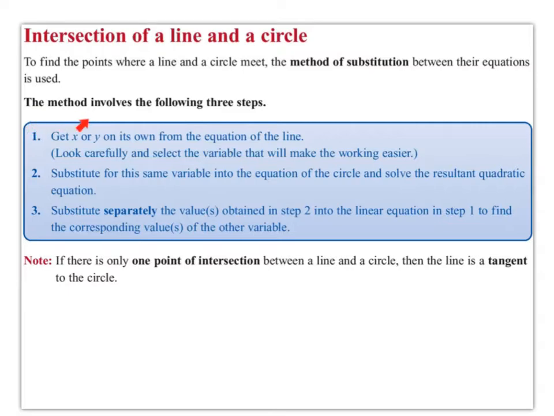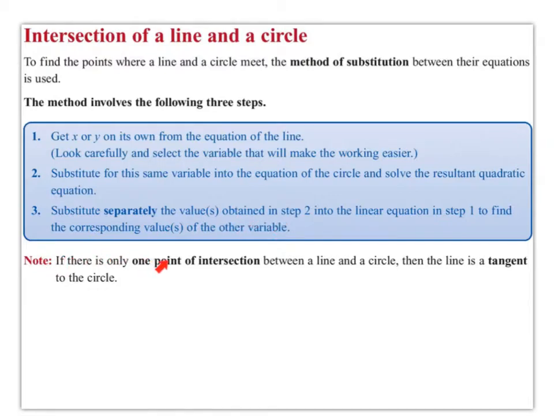Step 1. Get x or y on its own from the equation of the line. Look carefully and select the variable letter that will make the working easier. Step 2. Substitute for this same variable letter into the equation of the circle and solve the resultant quadratic equation. Step 3. Substitute separately the values obtained in Step 2 into the linear equation in Step 1 to find the corresponding values of the other variable or letter.